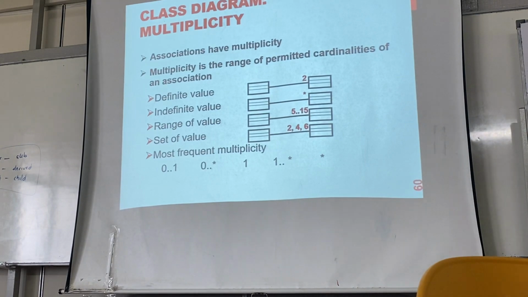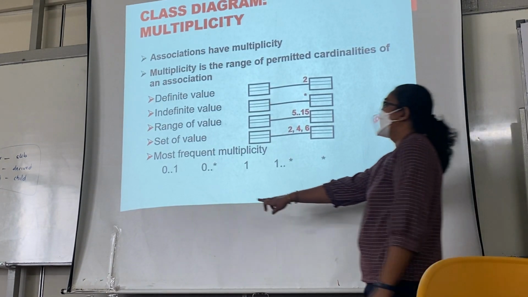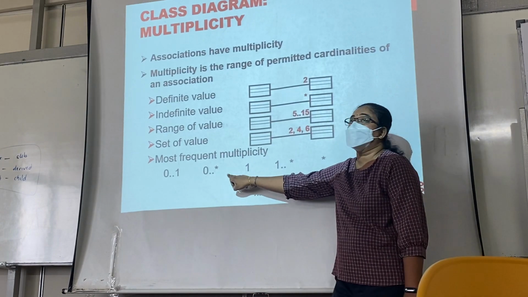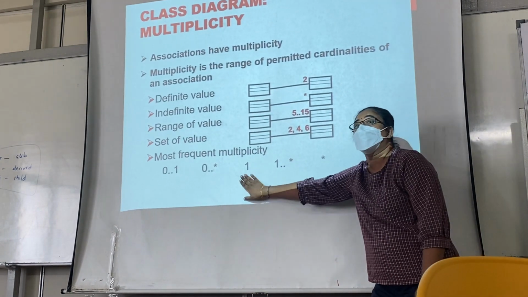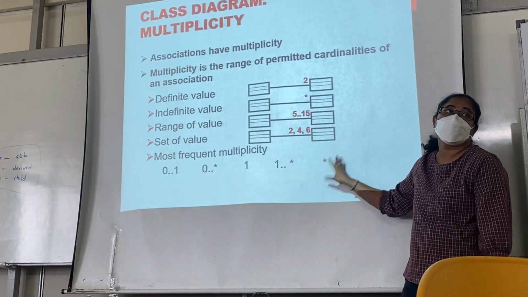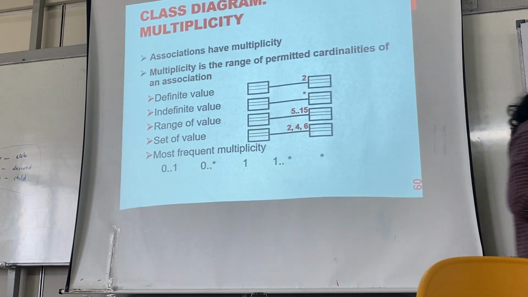The very common, very frequent ones: 0 to 1, 0 to many, 1 and only 1, 1 to many, many. Okay? Clear?